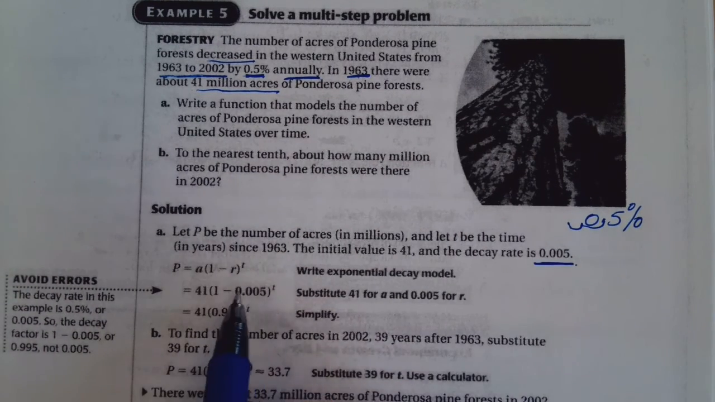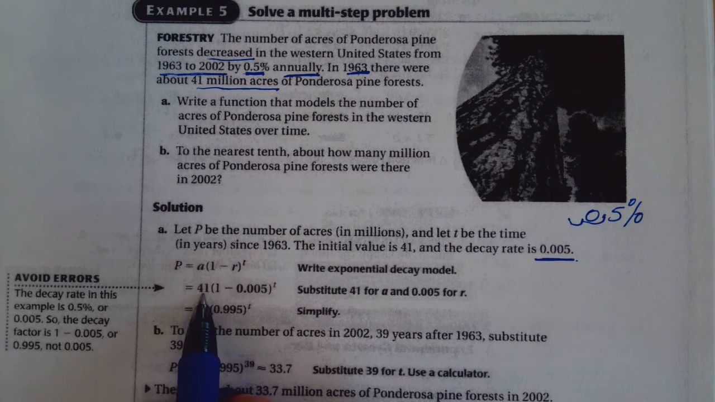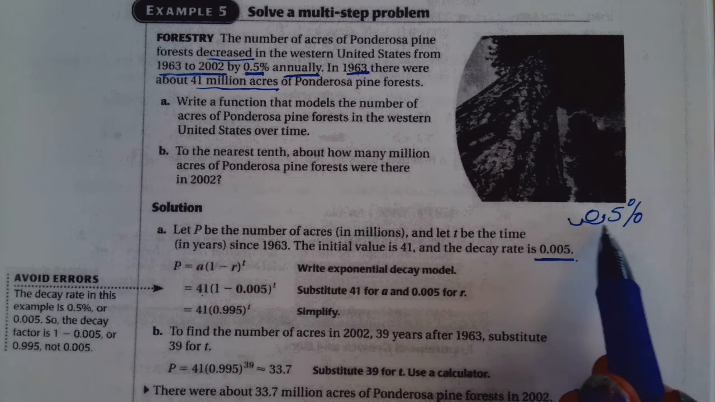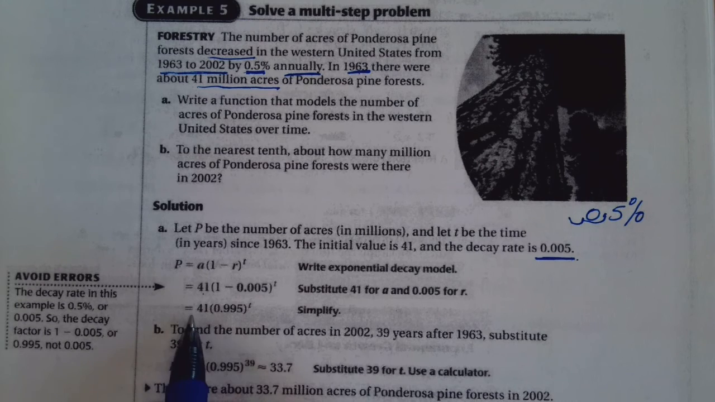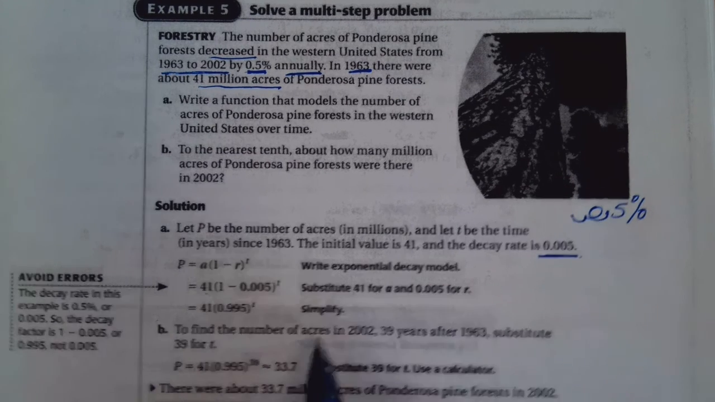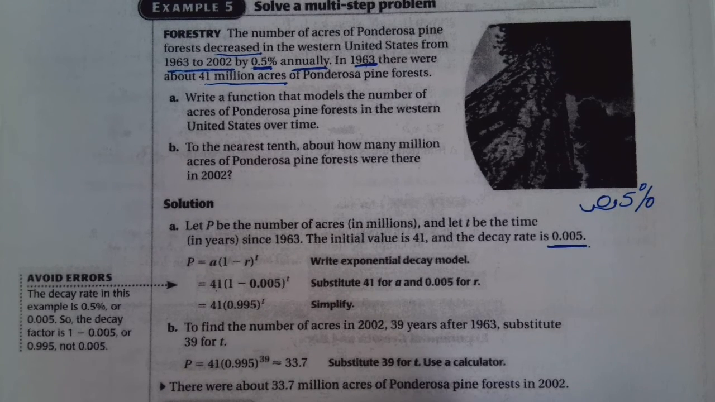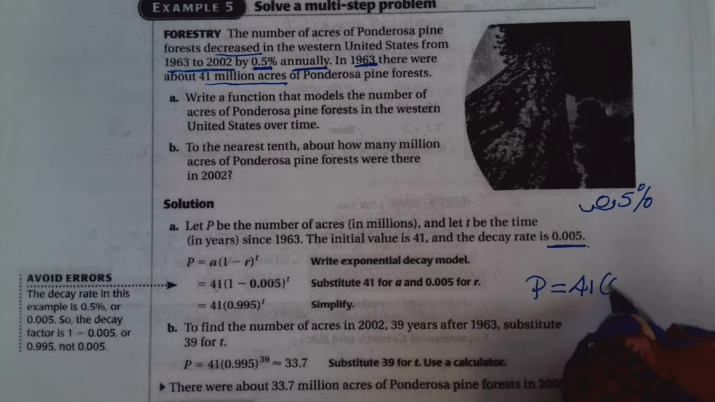So they plug in. P equals A, the initial amount, 41, and we do know it's million. Then 1 minus the rate, 0.5%, which we changed to a decimal. You work this out, 1 minus 0.005, and you end up with P equals 41 times 0.995 raised to the T. It's really close to 1 and right under it, so you can see that's a decay function. You always have to write your function first. So this would be the function I'm looking at.